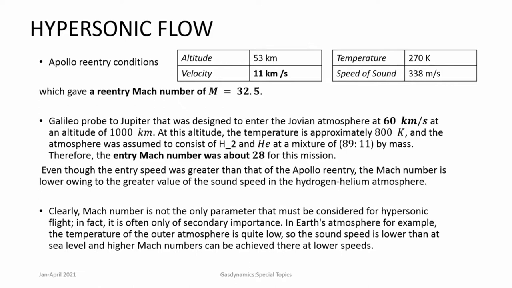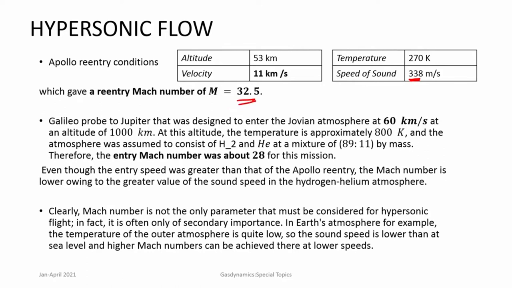Okay, usually when a spacecraft goes into orbit, or for example, we had many such missions where they go into orbit and come back, the orbital velocity is approximately 8 kilometer per second and you return back. An example is given here of the Apollo missions that the US had carried out. There at an altitude of 53 kilometers, the velocity was 11 kilometer per second. Speed of sound at that altitude is 338 meter per second. So, if you calculate Mach number, it is a very large number, 32.5.